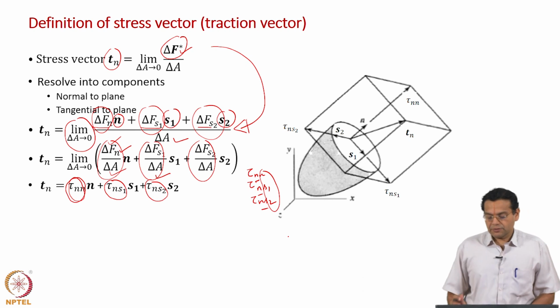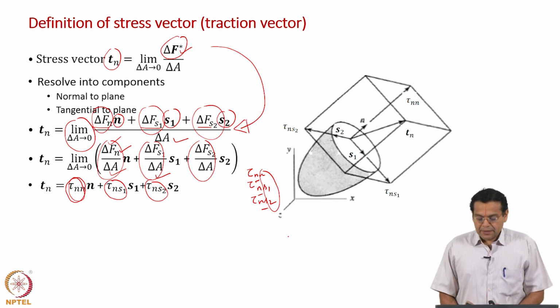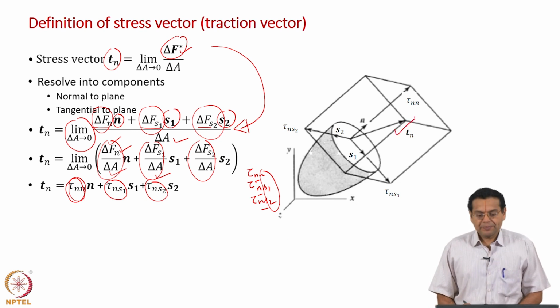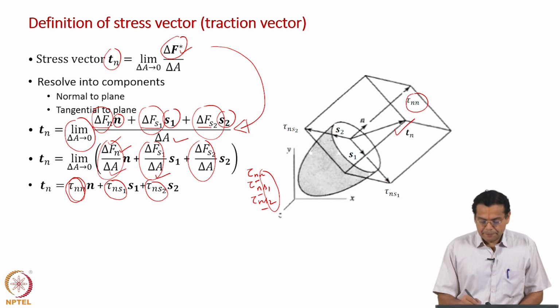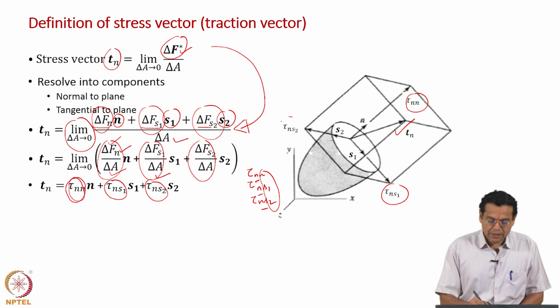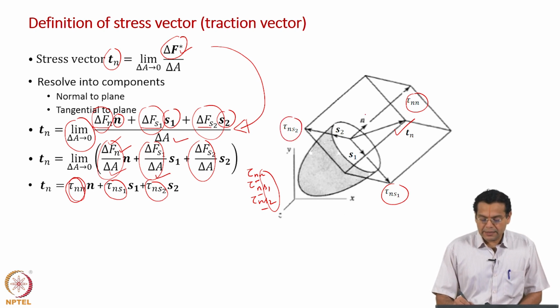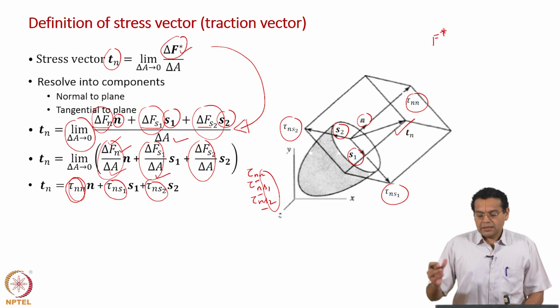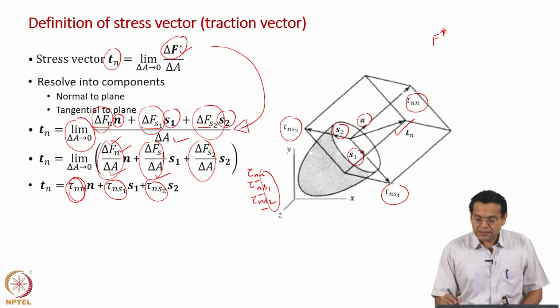Now all that we have discussed is shown diagrammatically as a figure on the right hand side. What is shown? The stress vector Tn is shown, and then the normal component, the normal stress, is shown, and then the shear stress components tau nS1 and tau nS2 are also shown. The normal component is along n and the shear stress components are along S1 and S2. What have we done? Earlier we resolved F star, the whole resultant force, along n, S1, S2. What we have done now is resolve the Tn vector along n, S1, S2.